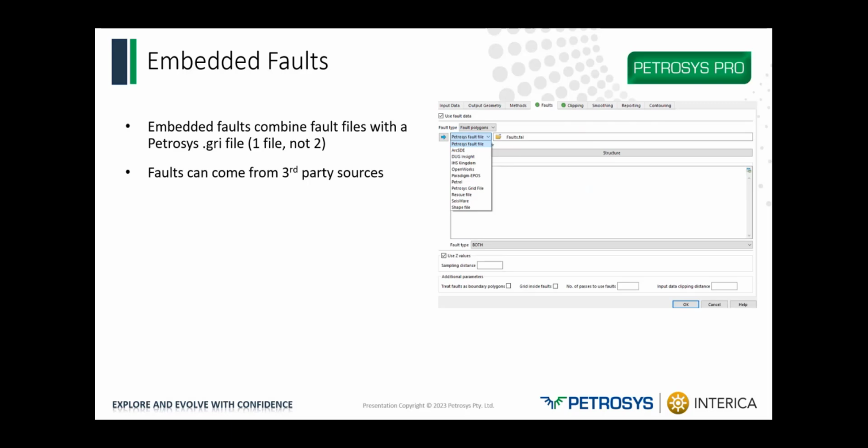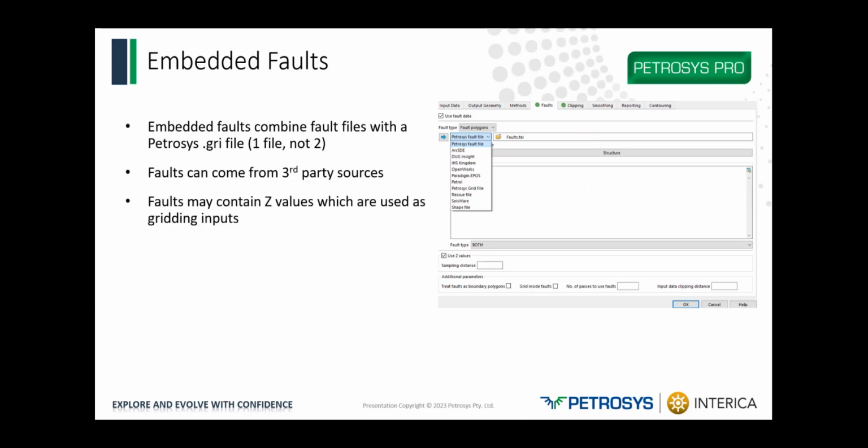Faults can come from a great number of third-party sources, not only Petrel, but we can also accept fault data from Arc, DUG Insight, Kingdom, OpenWorks, SeisWare. We can also incorporate faults from shapefiles. Data connectivity is something that's very strong in the Petrosys software, and this is also true when you're working with embedded faults inside the Petrosys environment.